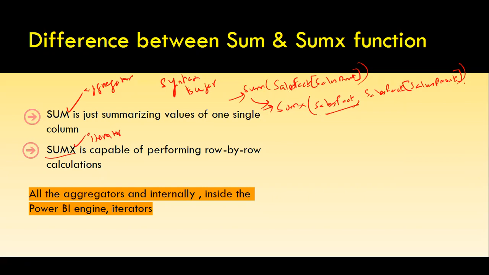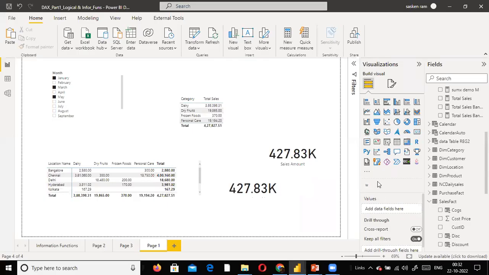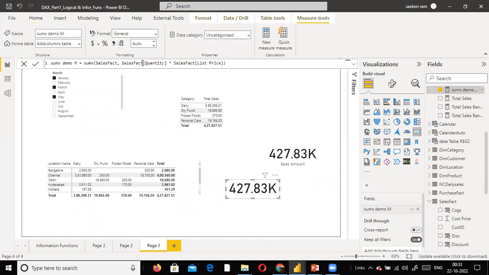Right, so now you got confused, right? Earlier I started by saying that SUM is an aggregator, and now it is an iterator. Not only you, most people scream when I say these two are the same, because behind the scene the Power BI engine transforms the SUM function into the SUMX function. That is what I'm going to show you now one more time with another example. So this is the measure, right? I just select this one, and then here we'll create another measure.